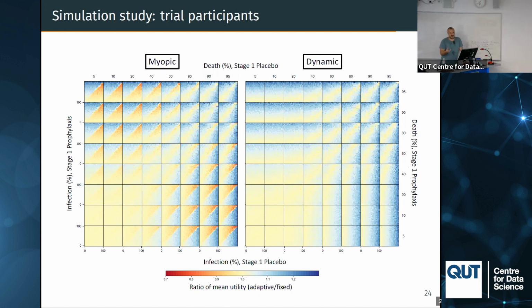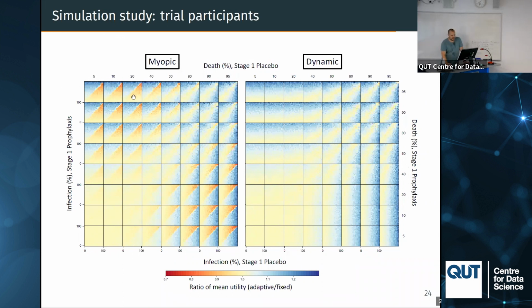So being on a fixed trial, all patients will have the same expected utility at the start of the trial. On the left, we're assuming our adaptive trial was myopic. And on the right, we're assuming our adaptive trial was dynamic. And so we've got 64 squares, and these are obviously level plots.